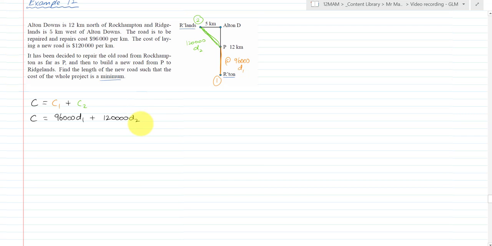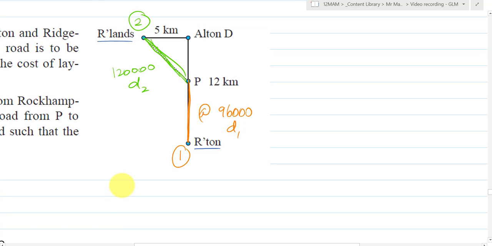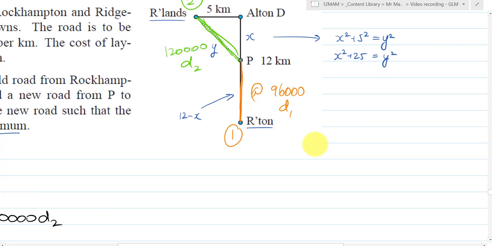But let's introduce our more common algebraic representation now in the diagram. We do the same thing we talked about before. Pop an X in the triangle section of the diagram there. It will help us out. So that's going to be X, which I hope you realise makes this 12 minus X. And I'm also going to call this Y. Now I will need this. The relationship between X and Y is that X squared plus 5 squared is equal to Y squared, which is X squared plus 25 is equal to Y squared. And I'll be using that.